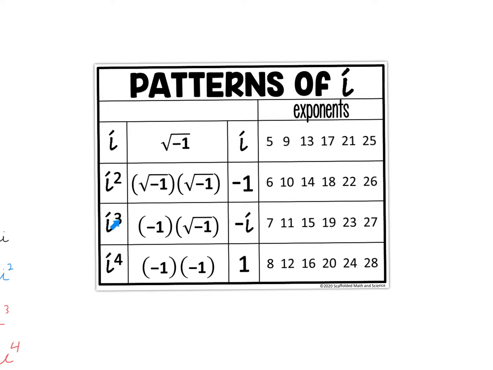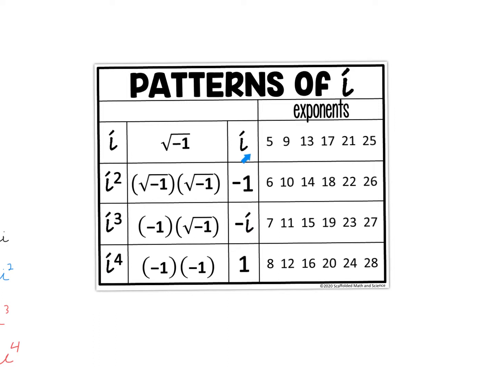And if we look at i to the third, that's made up of i squared times i. The i squared would be negative 1 times the i, and negative 1 times the i is negative i. Then i to the fourth is made up of i squared times i squared. That's negative 1 times negative 1, which equals 1. So we need to be familiar with this pattern. i to the 1 power is i, i squared is negative 1, i to the third is negative i, and i to the fourth is 1.